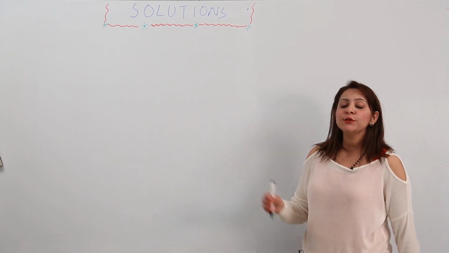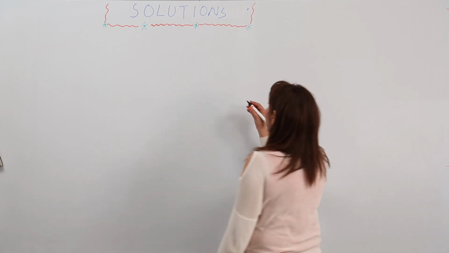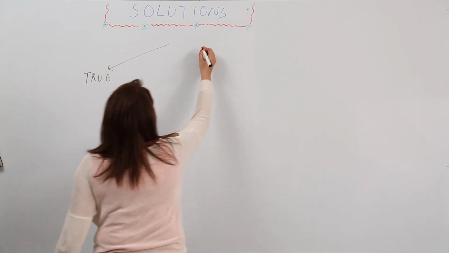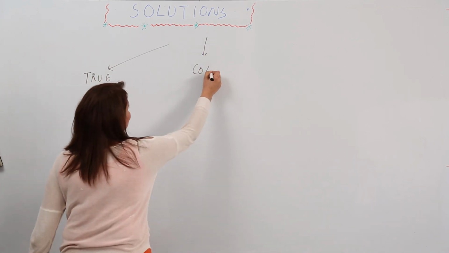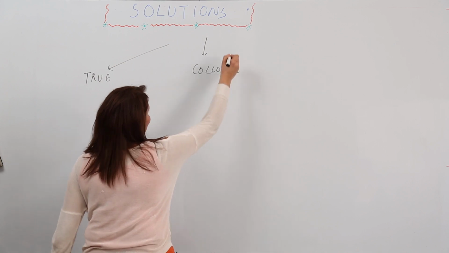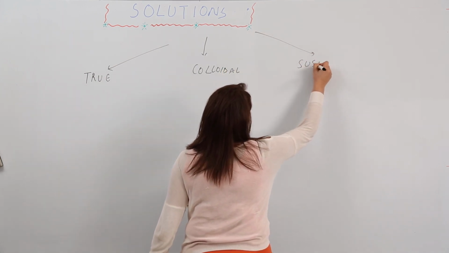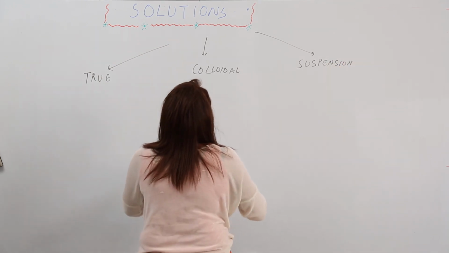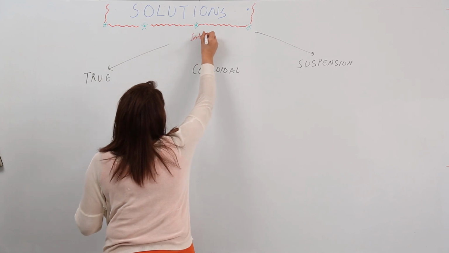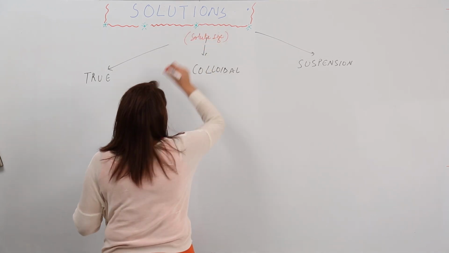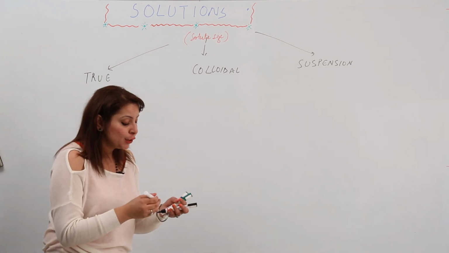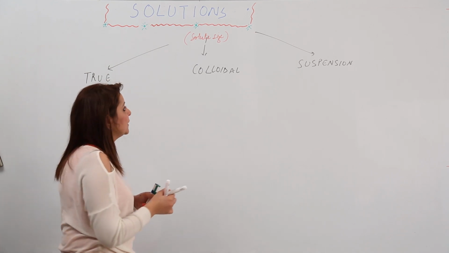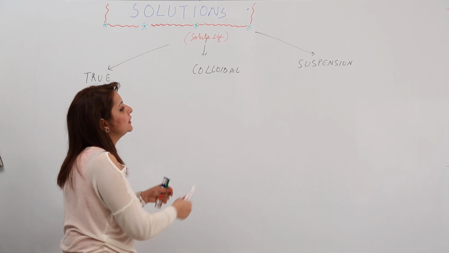Now, on the basis of the size of the solute, solutions are classified under 3 categories. One is true solution, the other is colloidal solution, and the other is suspension. So you should remember that this classification is entirely on the basis of solute size, due to which the properties of the solutions change a little bit. So they are classified under 3 categories: true solutions, colloidal, and suspension.